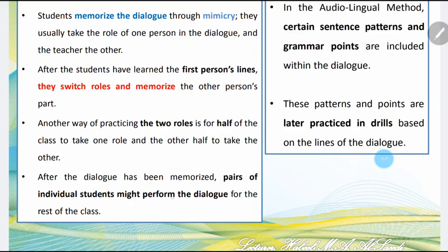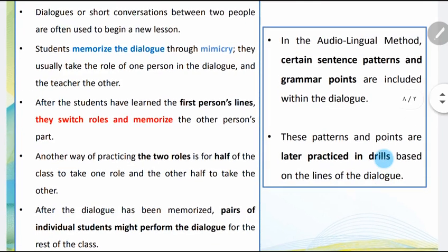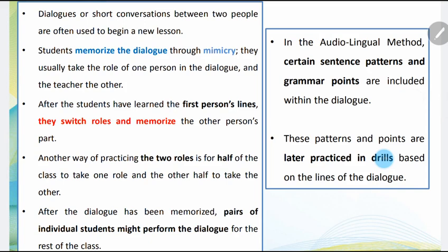Another way of practicing the two lines, the teacher may divide the class into two halves. One half will practice the first person's line, and the second half will practice the other person. After the dialogue has been memorized, a pair of individual students may perform. The teacher may ask students two by two to perform the dialogue, but not all the students will perform it. In the audiolingual method, certain sentence patterns or grammar points are included in the dialogue, and they will work on them when they go to the drill parts.